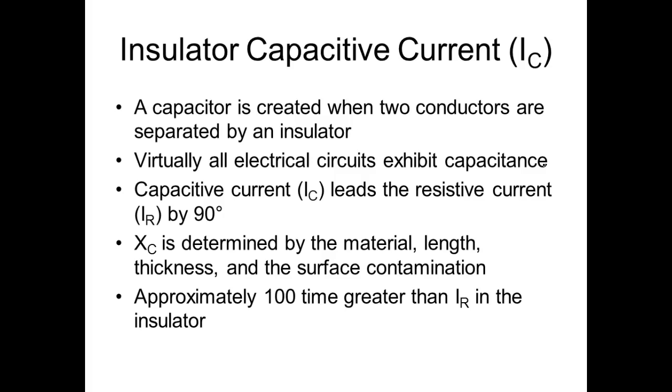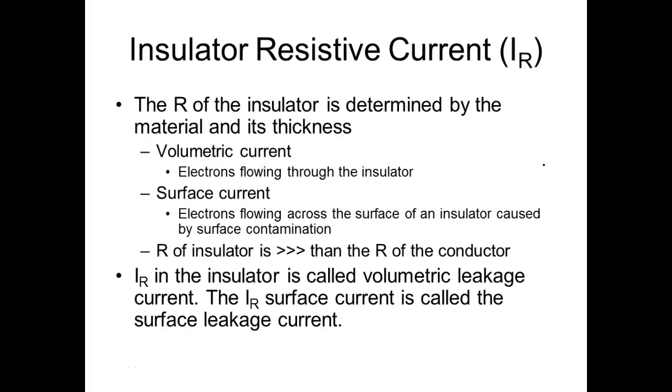The capacitor is created when two conductors are separated by an insulator. Virtually all the electrical current exhibits capacitance. Electric capacitive current leads the resistive current by 90 degrees. X of C is determined by the material, length, thickness, surface contamination. This is the problem we have right here with the insulator or the jacket. Not necessarily the jacket, but if the insulator is exposed to the atmosphere, right? Or exposed to contamination. Approximately 100 times greater than IR. We don't need to know that. But this is what we do need.